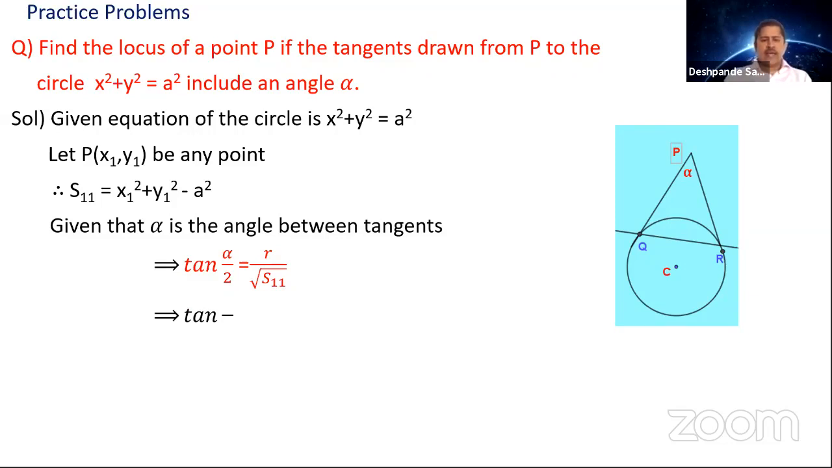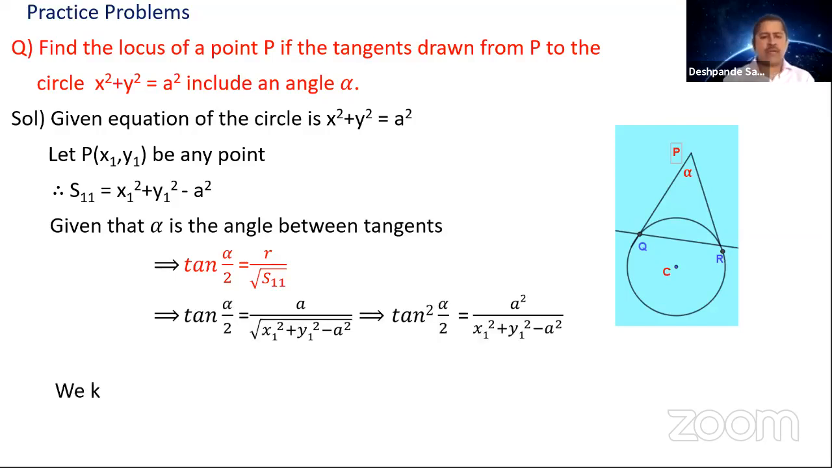So here tan alpha by 2 is equal to R, whose value is a here, divided by the square root of S11, which is the square root of x1 square plus y1 square minus a square. So you have tan alpha by 2, and on the right-hand side you have a square root. So what you can do is square on both sides. When you square on both sides, you get tan square alpha by 2 is equal to a square by x1 square plus y1 square minus a square.